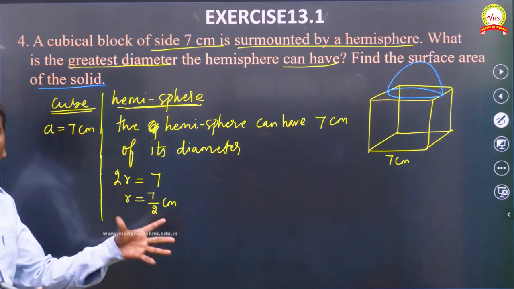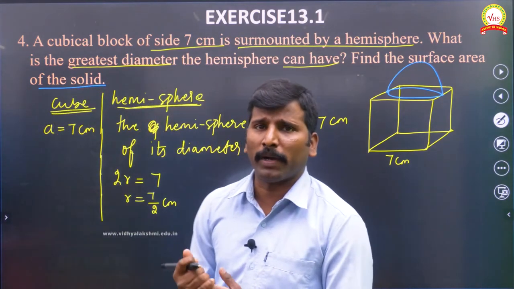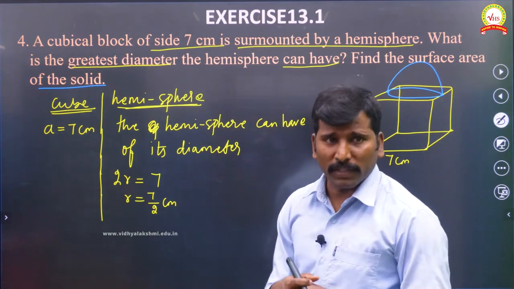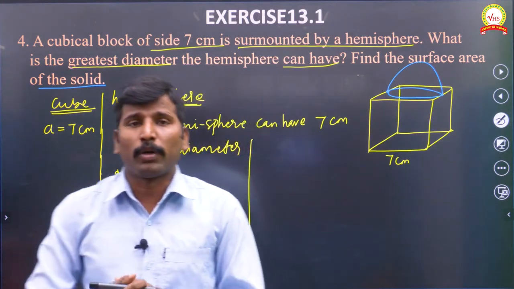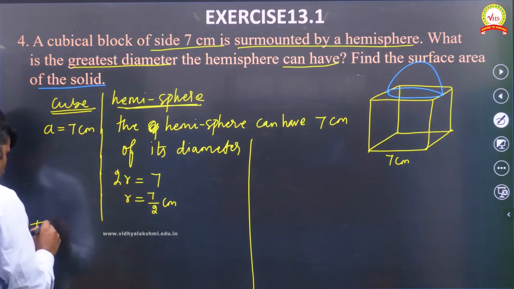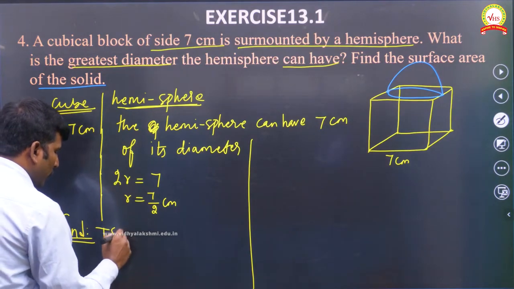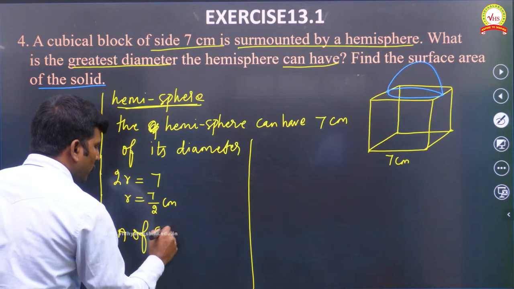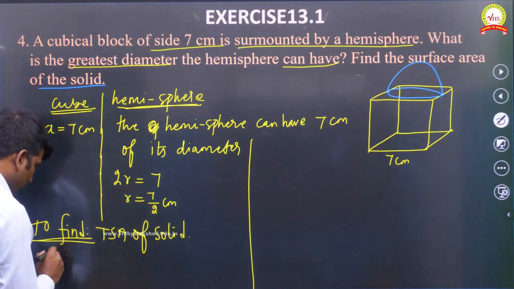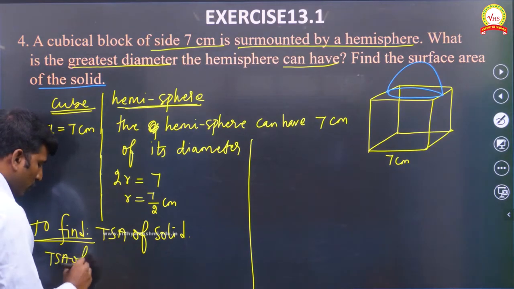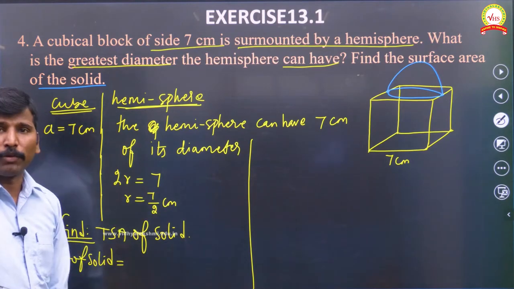If you want to write it in decimal also you can, but we will take radius equal to 7 by 2, better. And they asked to find the total surface area of the solid. Solid in the sense I told you, all the visible part we have to take. So to find the total surface area of a solid, that is very important, the solid they mentioned. So here, total surface area of solid is equal to all the visible, as I said.